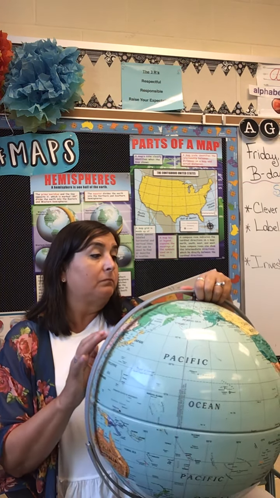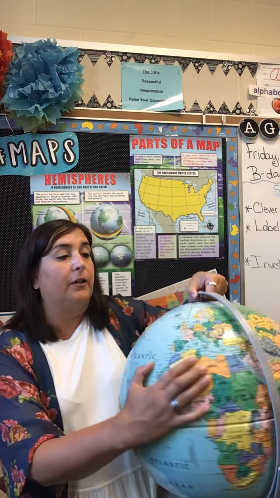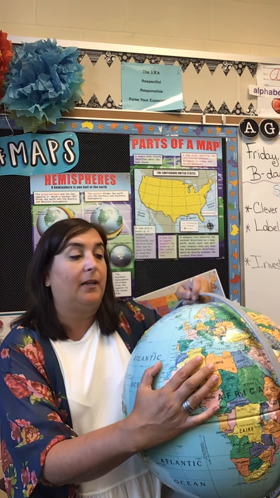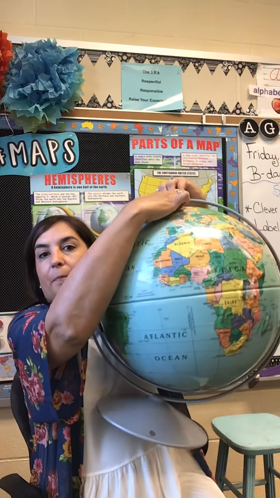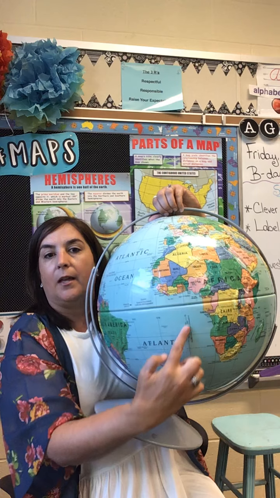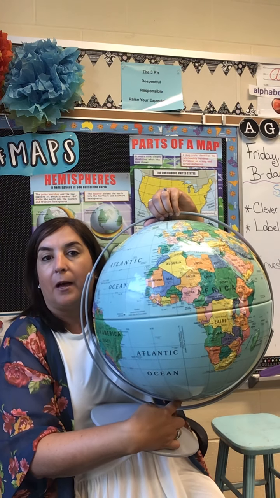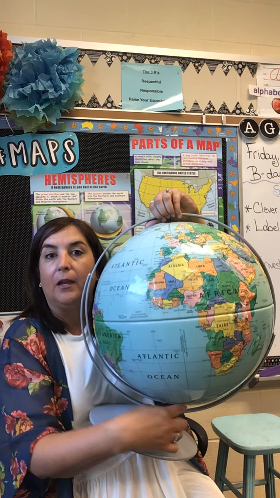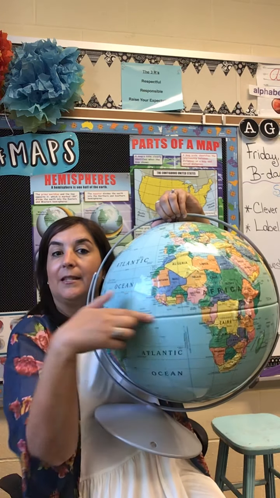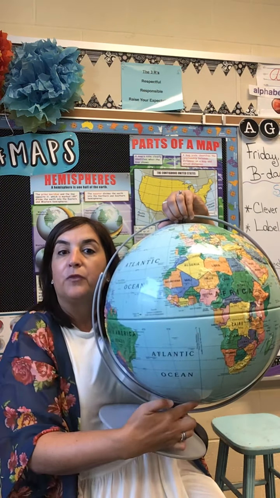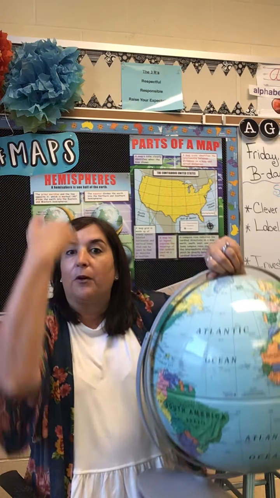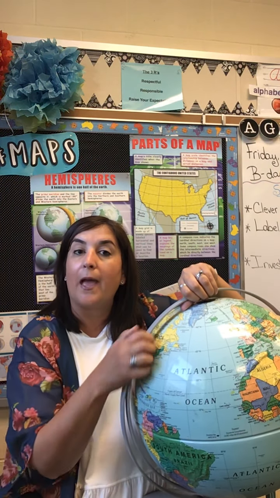Now, the next term you're going to hear is called the prime meridian. The prime meridian is also another imaginary line, and it goes from the top of the globe and runs to the bottom of the globe. So instead of going side to side like the equator, it goes from top to bottom, kind of like from your head to your toe. So that is called the prime meridian.